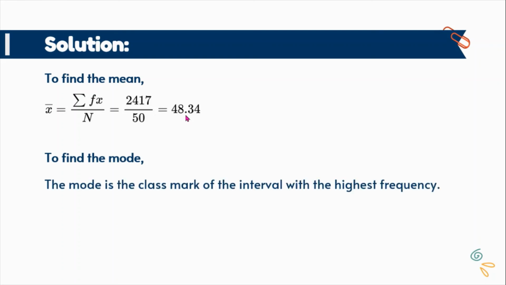So how about the mode? The mode is the class mark of the interval with the highest frequency. So in the table, the mode there is 50.5, since it has the highest frequency among all the class marks.